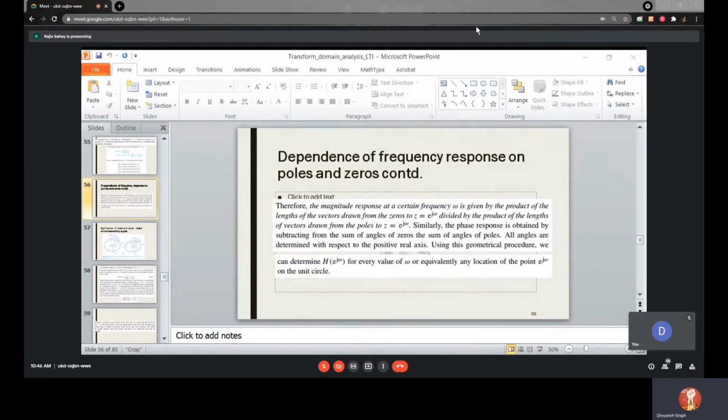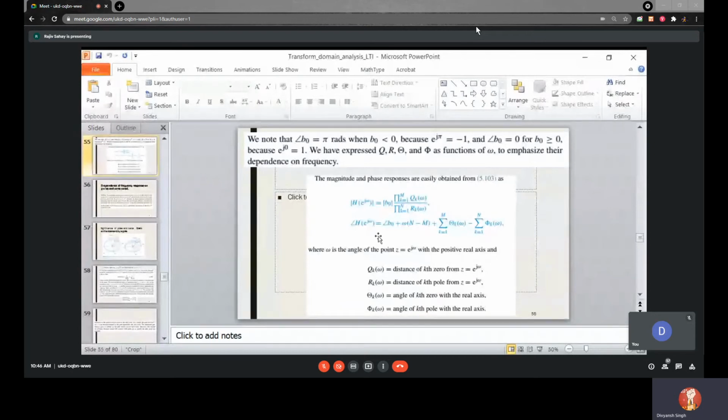Am I clear? Yes, sir. So that particular diagram is only a snapshot at a particular omega. As I keep changing omega, I will get a function which is H(e^j omega). If I take the absolute value, you can see that the absolute value is calculated like that in the formula, and similarly the angle is also calculated like this. So for every value of omega, I will calculate this and I will calculate this. Then I will get the plot of the magnitude response and the phase response.